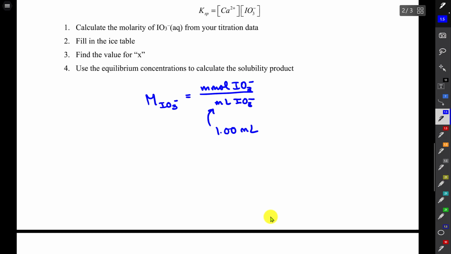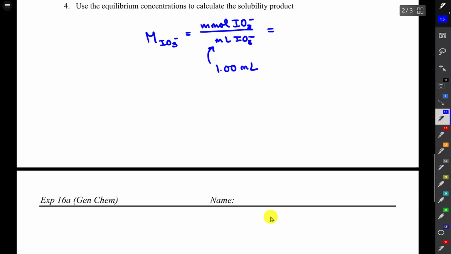Now, having said that, the millimoles is the molarity in this calculation. That's what it'll come out to be because of the 1 milliliter volume. So you'll get a number for that, and this is what you need to do. You'll set up an ICE table that looks like this. So I have Ca(IO3)2 in equilibrium with calcium ions and 2 iodate ions.